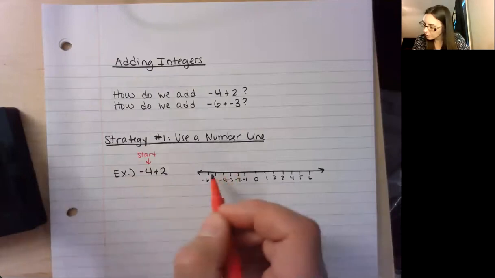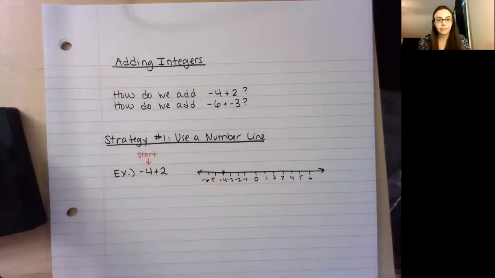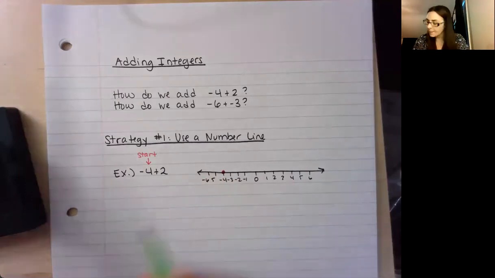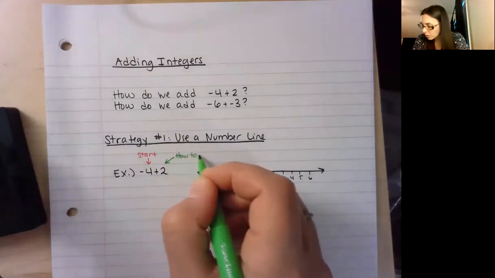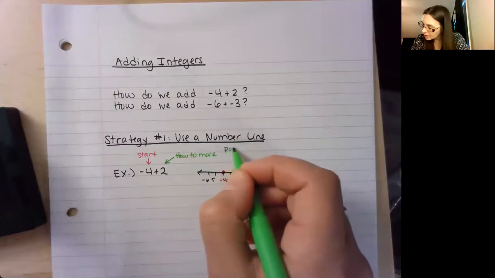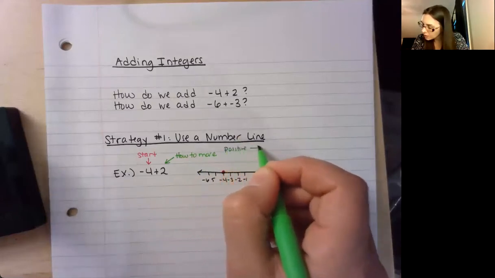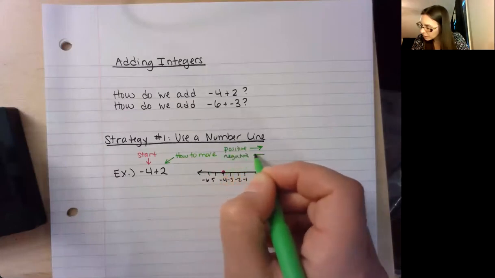I'm just going to put a little, I'll use a red little spot here at -4. And then I'm going to use my second number as my movement. So this is how to move. So what happens is if it's positive, you're going to move to the right. And if it's negative, you're going to move to the left.